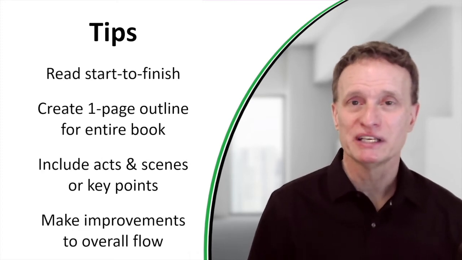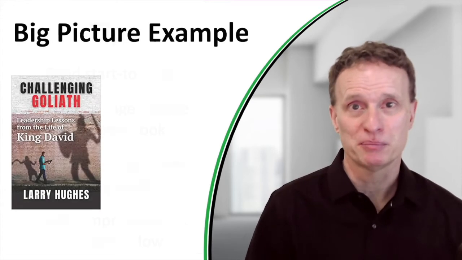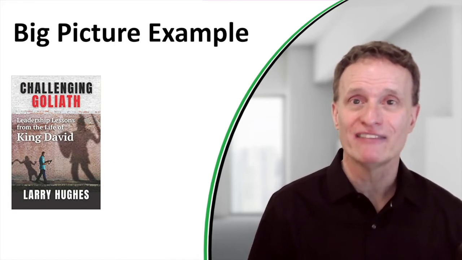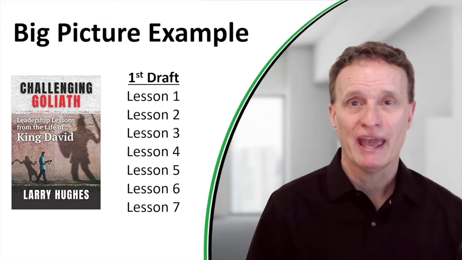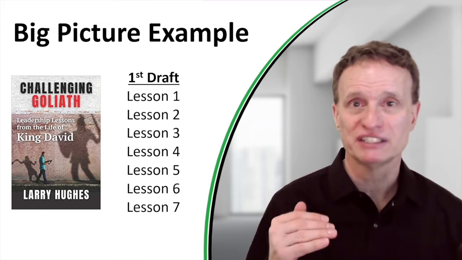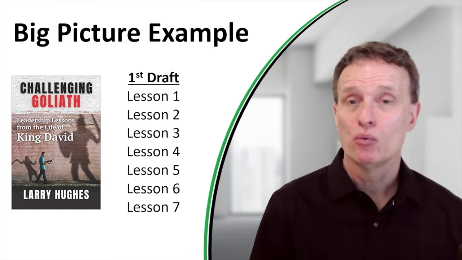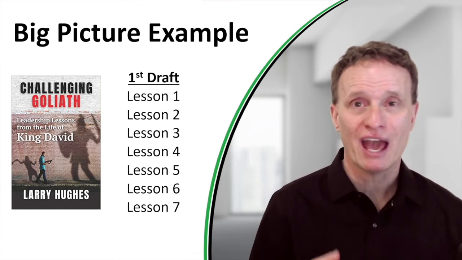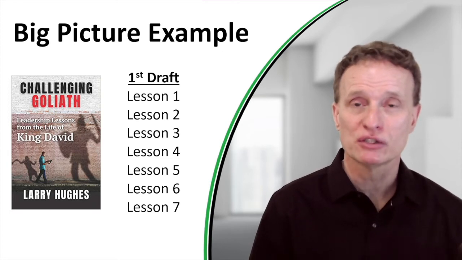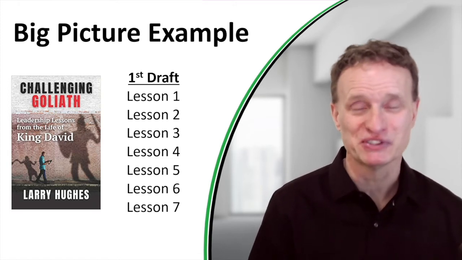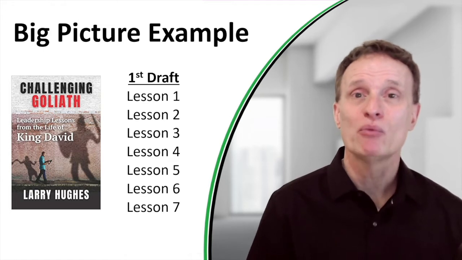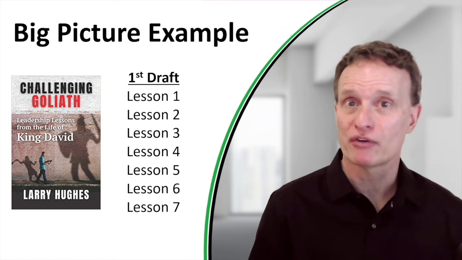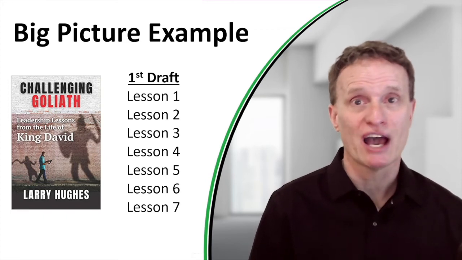Let me give you an example to illustrate how you might approach a big picture edit. In this example, a friend of mine was writing a book and he had 7 leadership lessons in his book. And his first draft included 1 chapter for each of those 7 lessons. What he realized is 2 of those lessons were very similar. So rather than having redundant lessons, he merged those 2 and came up with 6 chapters instead of 7. And then he went back and organized those chapters in a clear, logical flow and created a framework out of those.